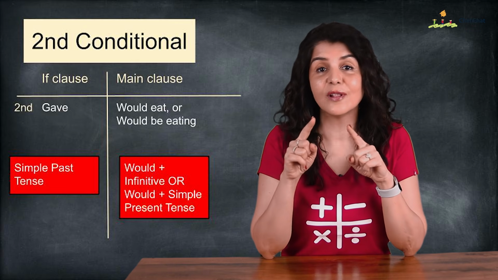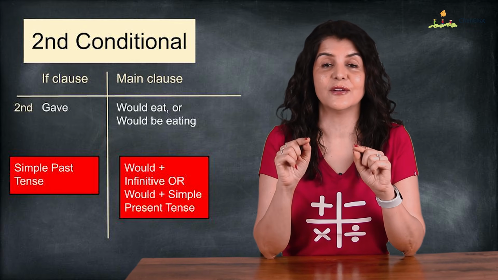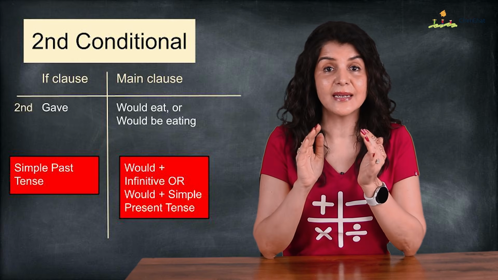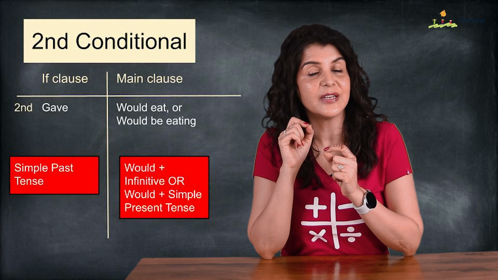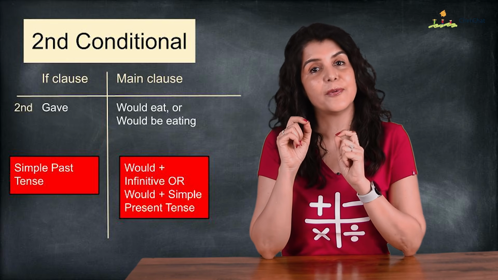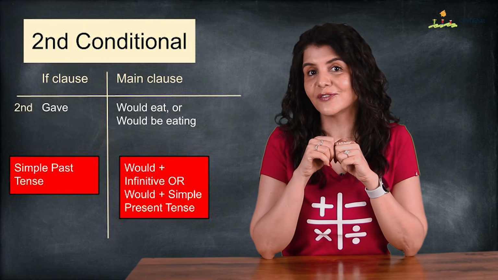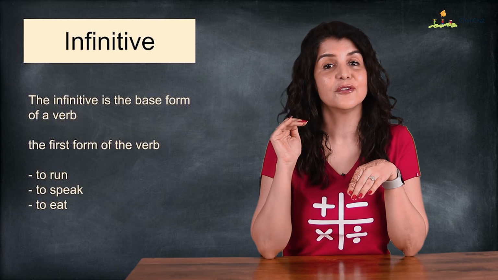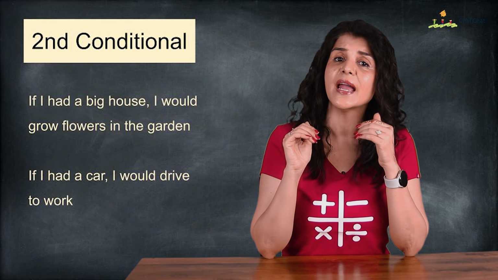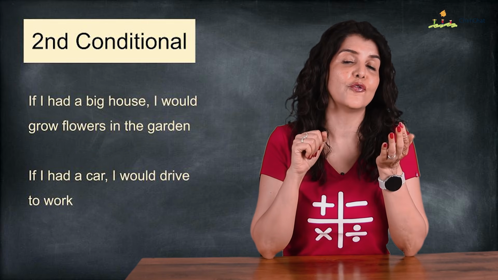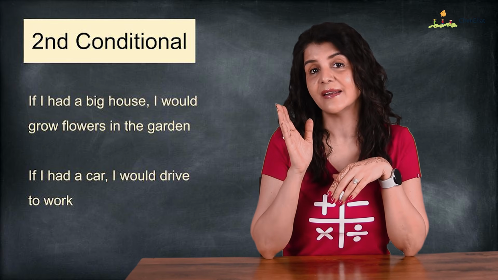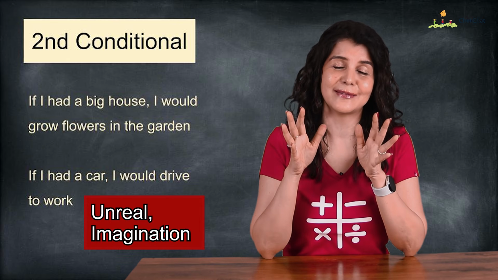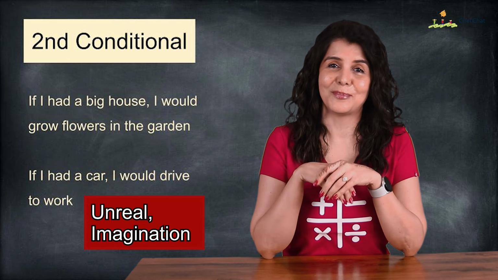We're going to discuss all this in detail soon, but at this stage, just make a note of the fact that the if clause is in simple past tense and the main clause uses a would plus infinitive or would plus present tense. What is an infinitive? The infinitive is the base form of the verb, the first form of the verb, to run, to speak, to eat. If I had a big house, I would grow flowers in the garden. If I had a car, I would drive it to work. Someone is dreaming out here, imagining something that is unreal and hypothetical.